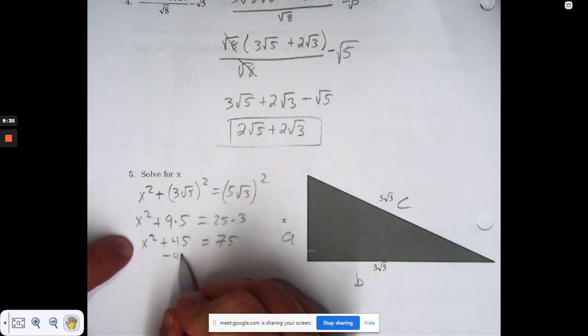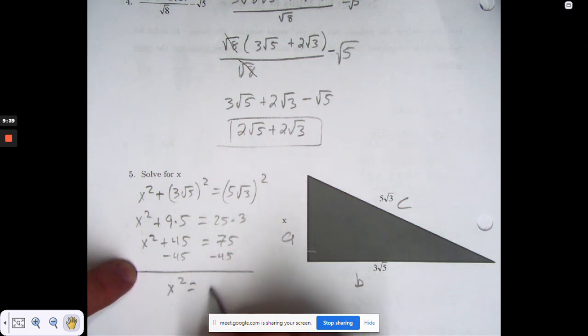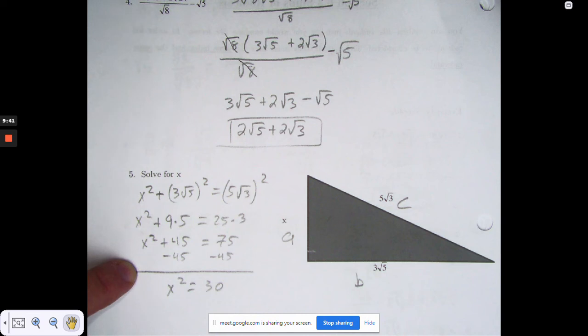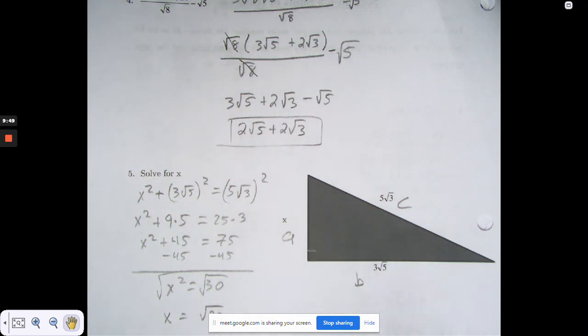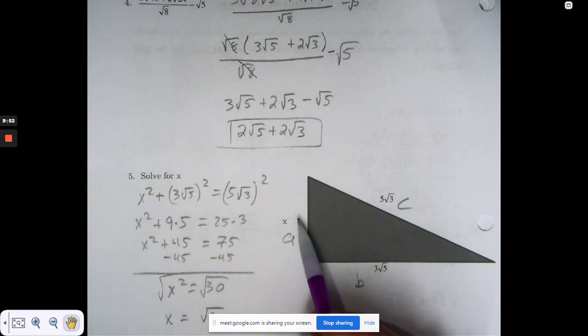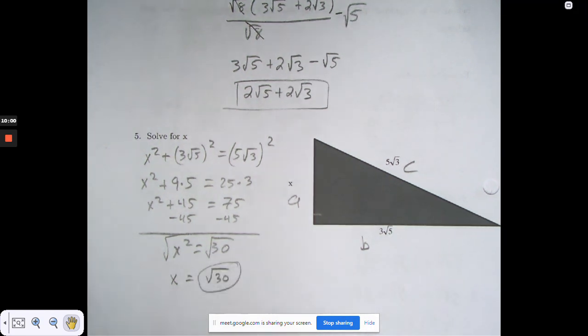We can subtract 45 from both sides. We get x squared equals 30. When we take the square root of this, do we need to worry about the plus or minus? No, because the side of a triangle is not going to be a negative number. The square root of 30, there's nothing that we can simplify out of that. So we're just done there at that point when we just have the square root of 30.